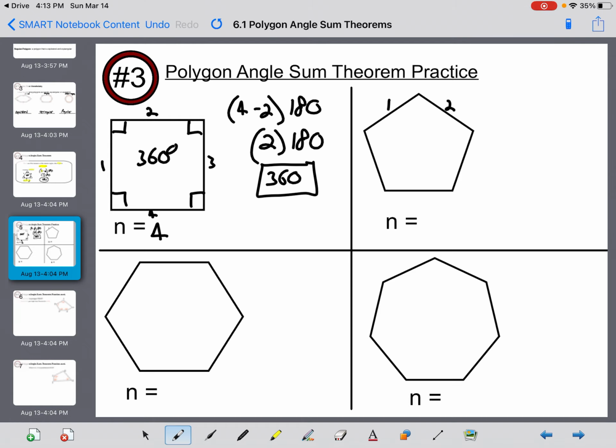All right, here you have a pentagon, which is a 5-sided figure. So 5 minus 2 times 180. Here you get 3 times 180. And if 2 times 180 is 360, 3 times 180 is 540.